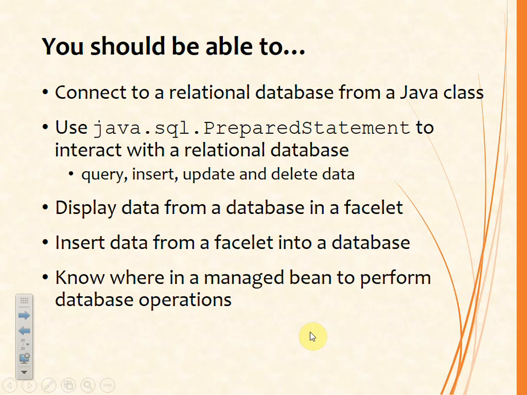By the time you've completed this learning block, which includes doing the exercises on the practical worksheet, then you should not only know how to connect to a relational database, but you should also be able to use a prepared statement to perform queries, inserts, updates, and deletion. Also display data that has come out of a database. Insert data that goes into a database, having come from a facelet, just in the way that we've shown you in this example, or these examples today. Also, know exactly where in your managed bean you should interact with the database, and where not to interact with the database.